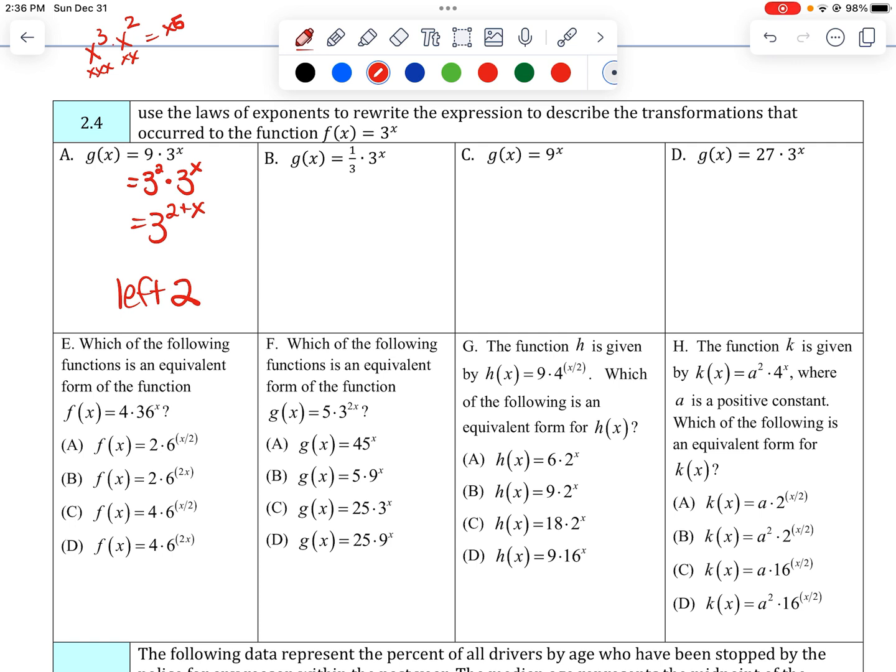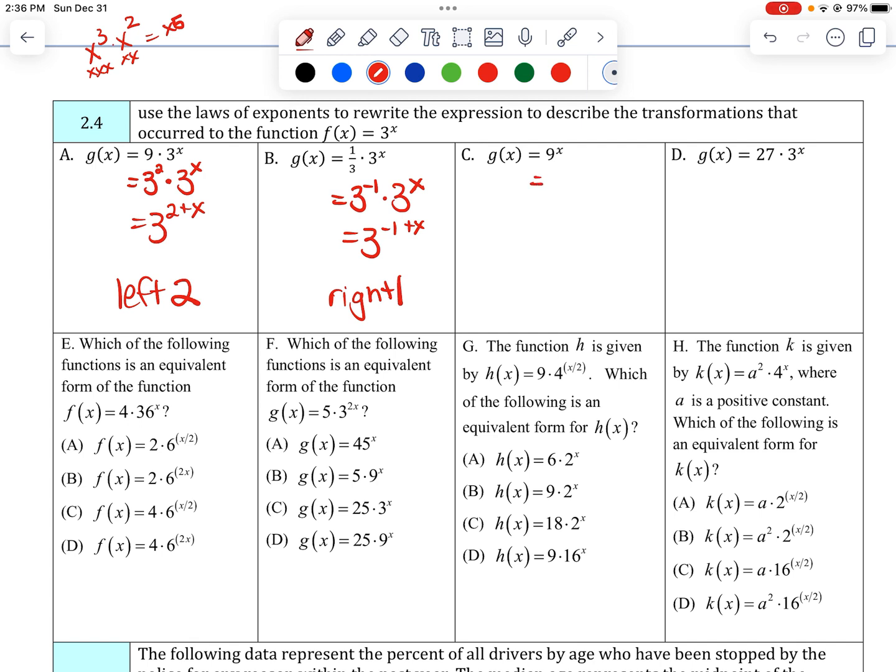Well, what do we do here? Again, it's in the denominator, so to make it in the numerator, I flip it. So negative 1 times 3 to the x, again because a negative flips what side of the fraction it's on. So this is 3 to the negative 1 plus x, so x minus 1. So this moves it to the right one.